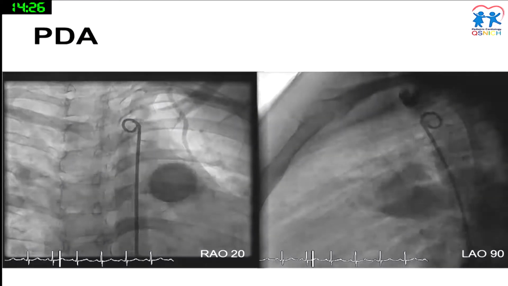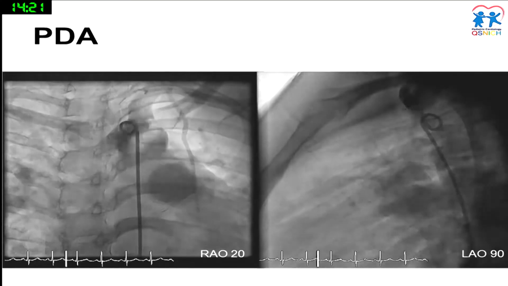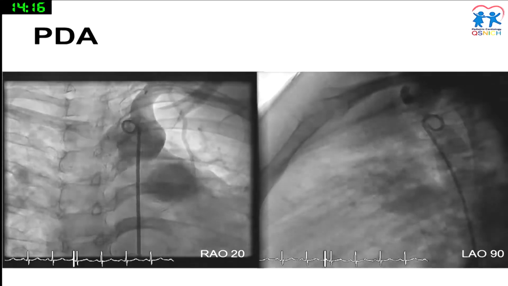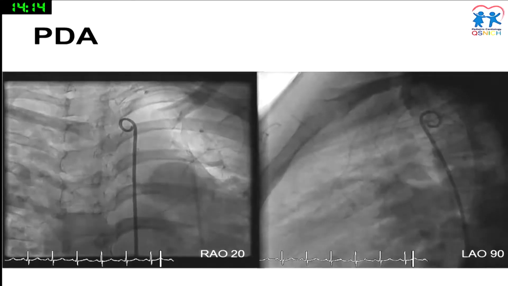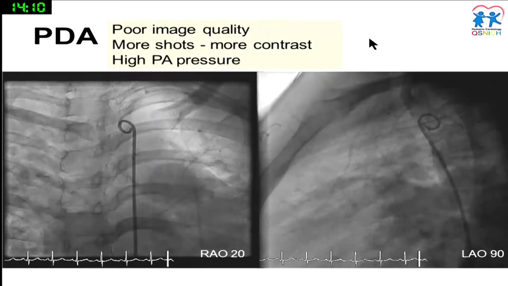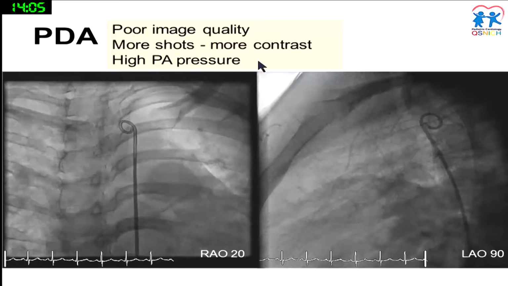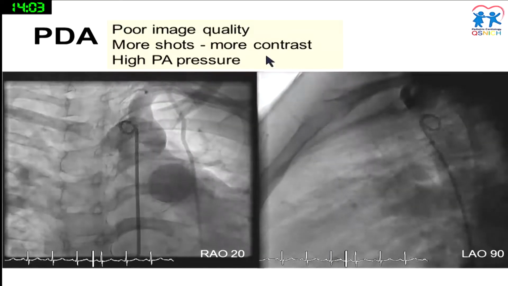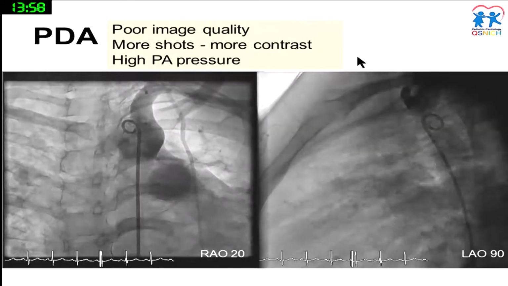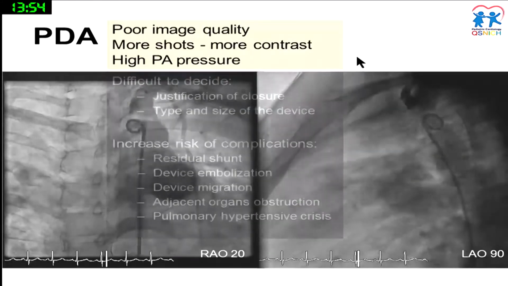Let's start with just PDA. You may see that this ductus is not very easy to see by angiography. We do not really understand the anatomy or the morphology, and the patient usually has a high pressure of the pulmonary artery. We need a lot of shots of contrast media in order to delineate a good picture. This always happens when we deal with a large PDA in an adult patient.